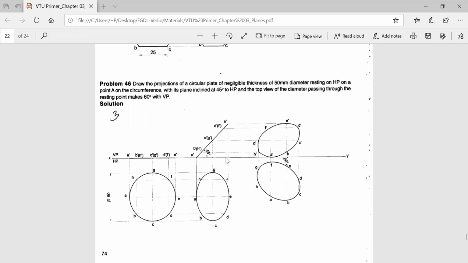Locus of F is meeting F dash at this point. So this is our F. And locus of G is meeting G dash at this point. So this is our point G. So you got all the points.